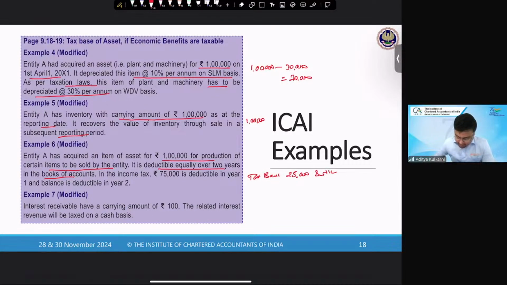Interest receivable has a carrying amount of rupees 100. The related interest revenue will be taxed on a cash basis.